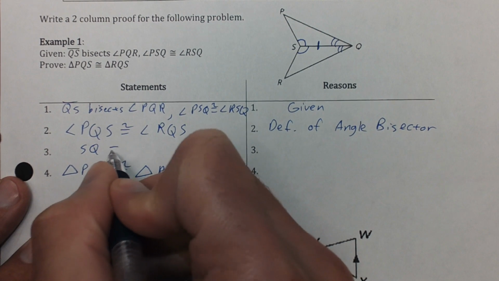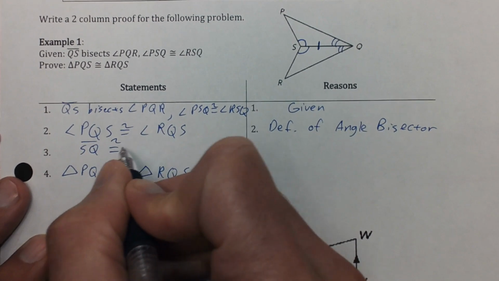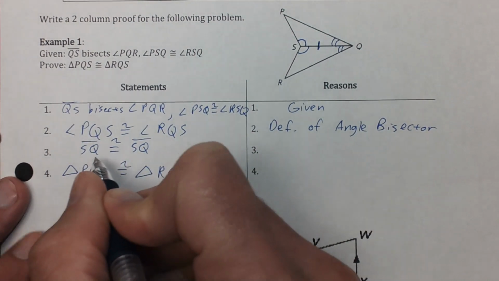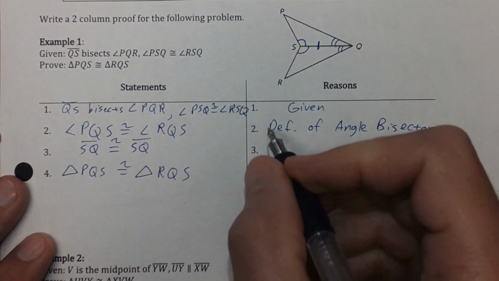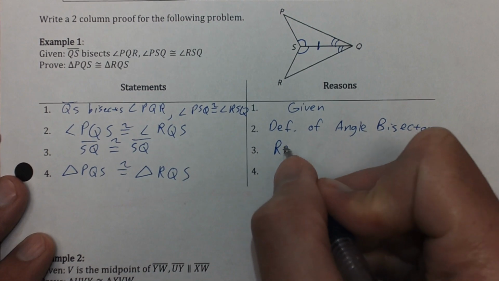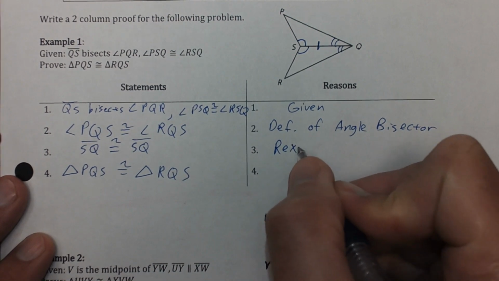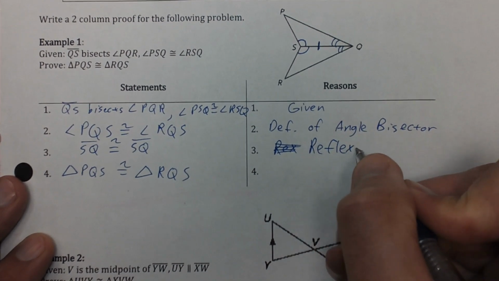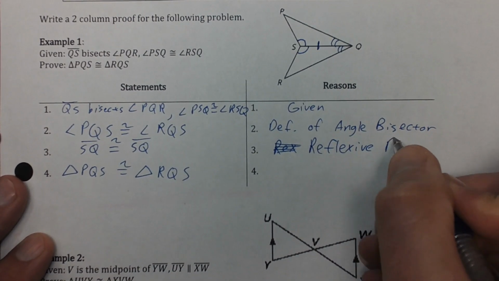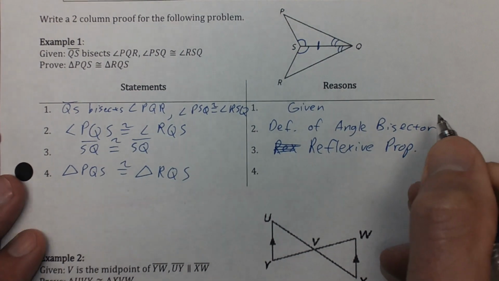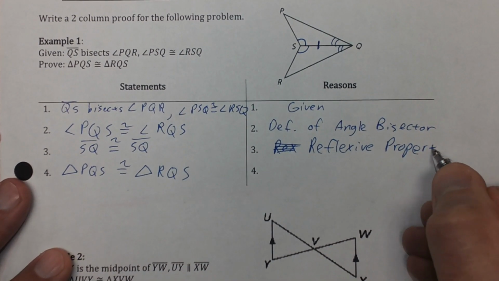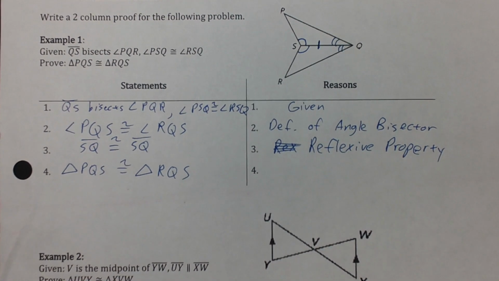Segment SQ is congruent to itself. So segment SQ is congruent to segment SQ. And how can I say that? Reflexive, sorry, I spelled that wrong. Reflexive property. Might as well write the whole word out this first time. So I'm using the reflexive property to say something is congruent to itself.